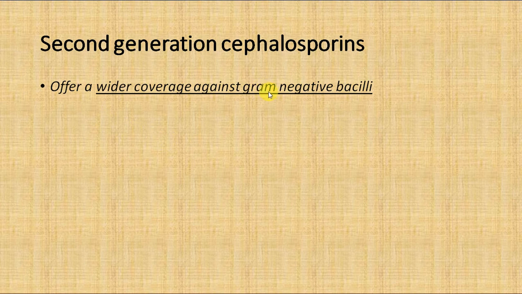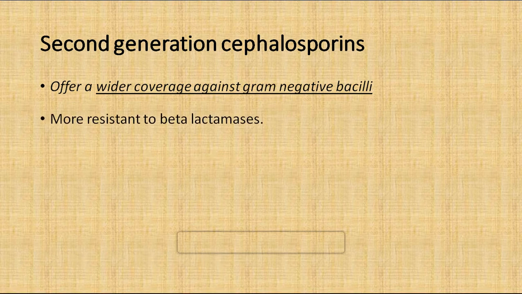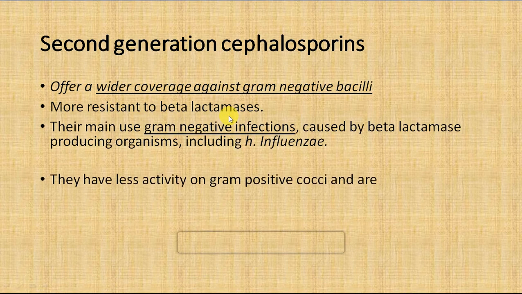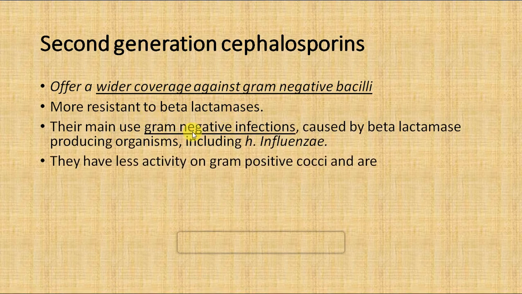As we move ahead from first to second, second to third and third to fourth, the coverage against gram negative will be increasing. They are more resistant to the beta lactamases. Their main use is to treat gram negative infection caused by beta lactamase producing organisms, including Haemophilus influenzae.